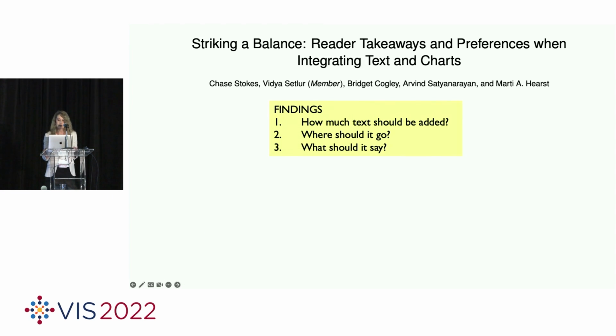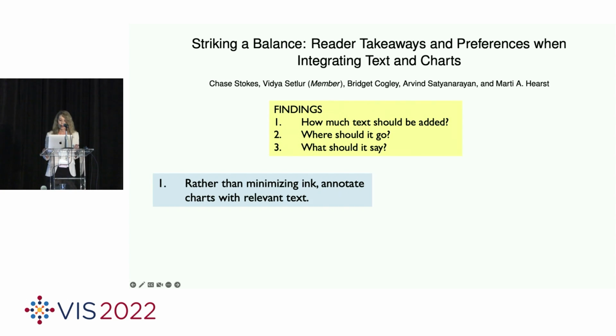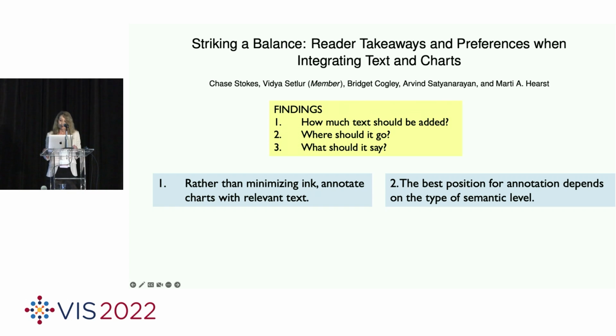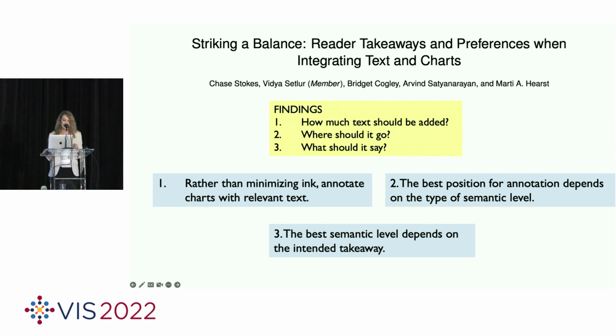For the takeaways portion of the study, and for these questions that I'm showing here, our findings were as follows. For how much, we said you should use a lot of text as long as it's relevant. Don't worry about the minimalism police. In terms of where it should go, the best position for the annotation actually depends on the type of semantic level, whether it should go in the title or not, for example. And the best semantic level depends on the intended takeaway.